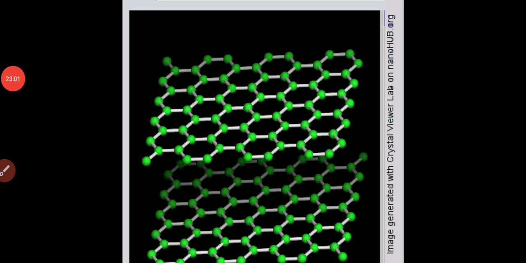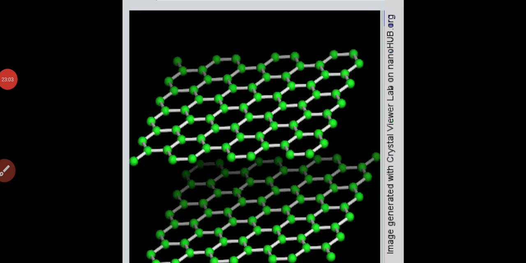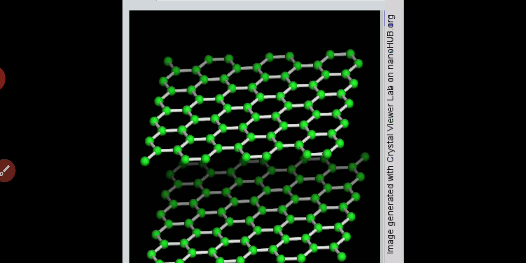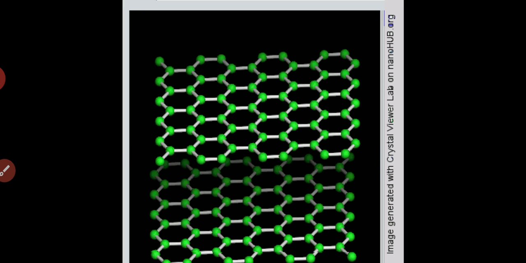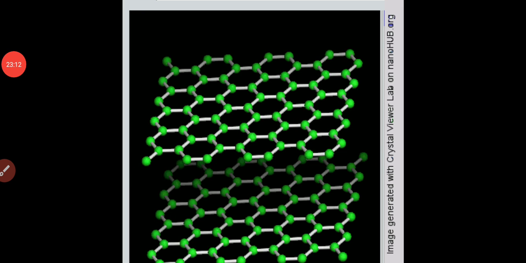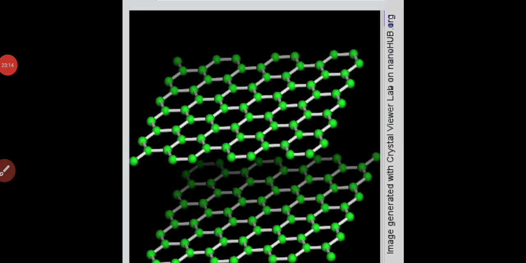And this is the structure of graphite. You can see the tetrahedral carbon connected to each carbon atom, and it is connected by the weak van der Waals force. Hence it is much softer than diamond.